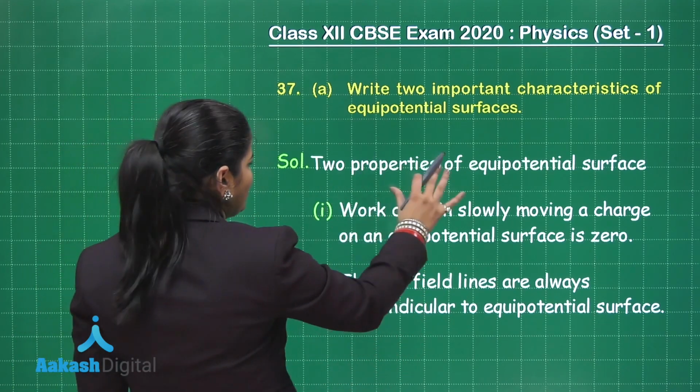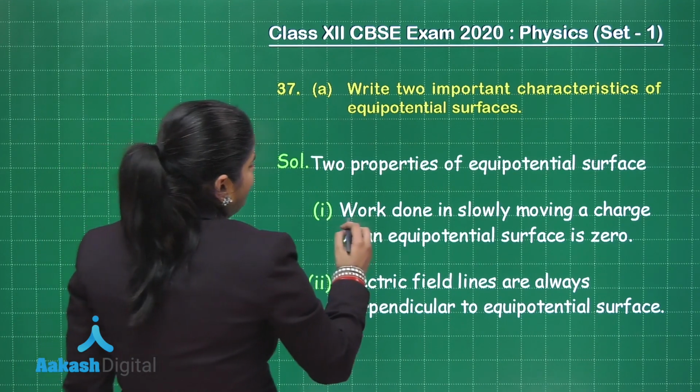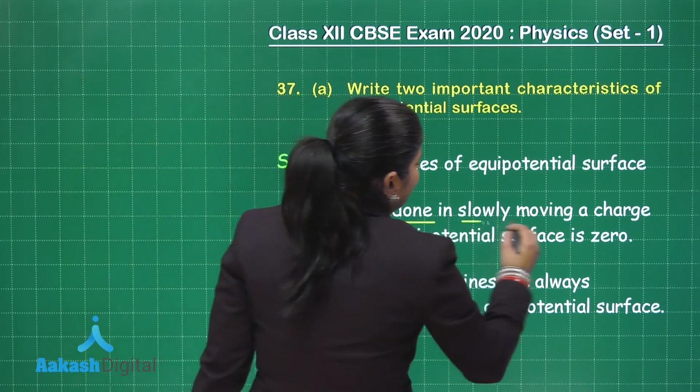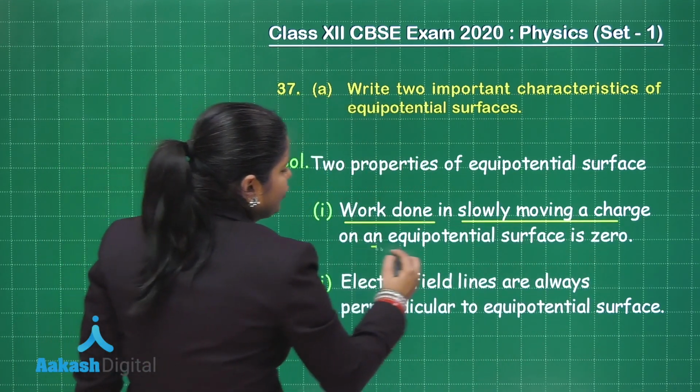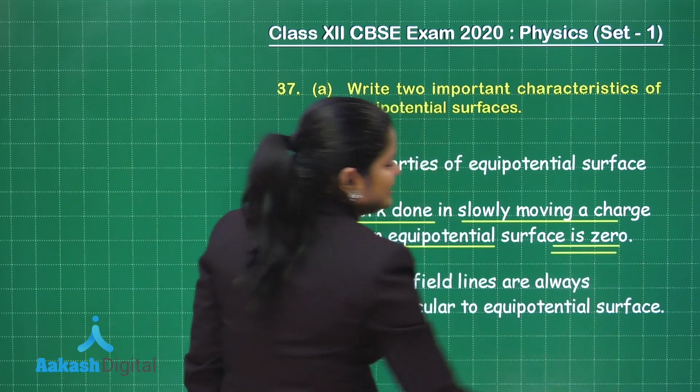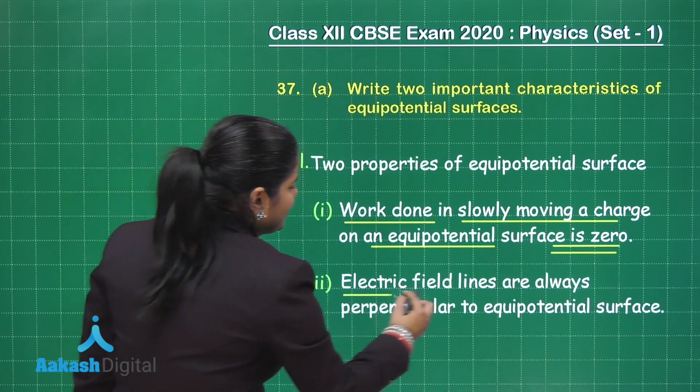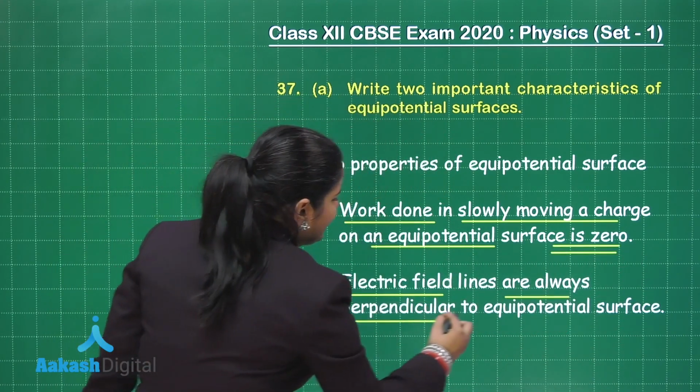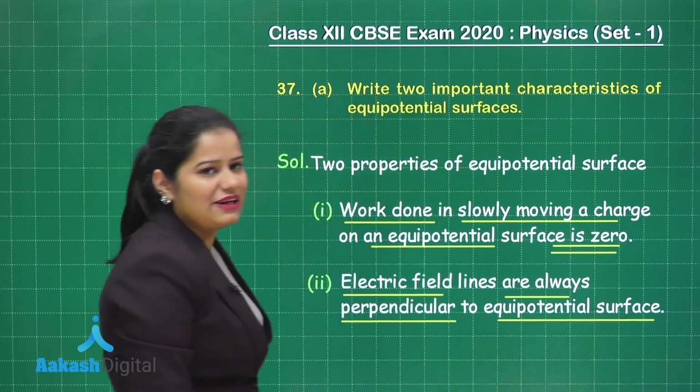So if we try to write down the properties, we know the work done in moving a charge slowly on an equipotential surface is always zero. Also, electric field lines are always perpendicular to the equipotential surface.